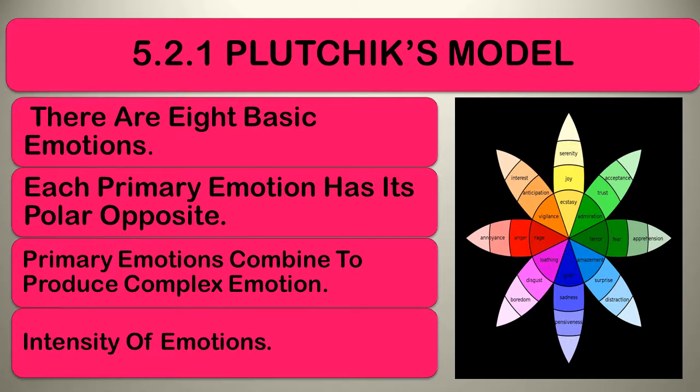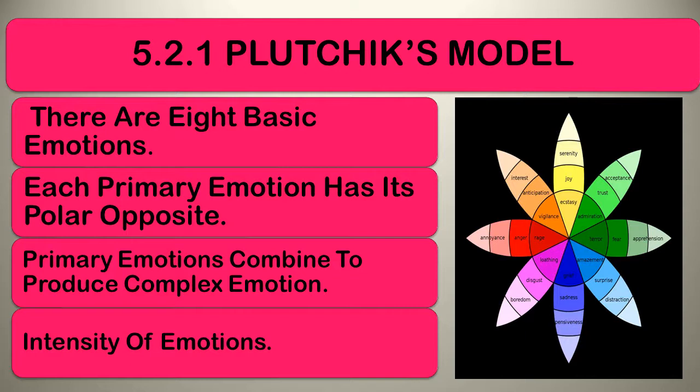Secondly, he says that each primary emotion has its polar opposite. It means if you see the wheel of emotion, you will see that joy is opposite to sadness. Trust is opposite to disgust. Fear is opposite to anger. Surprise is opposite to anticipation. Likewise.